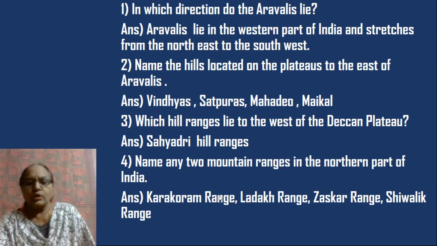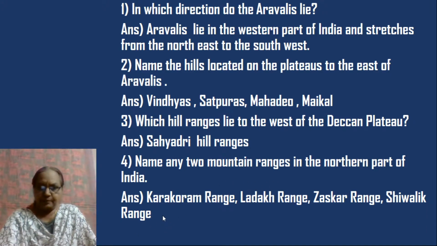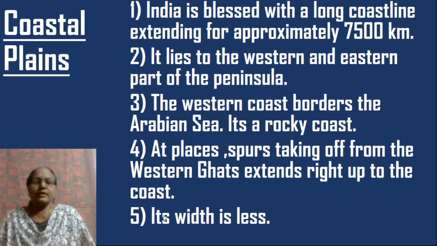Okay, so you just have to write any two mountain ranges. Here I have given four: Karakoram range, Ladakh range, Zaskar range, Shivalik range. So out of these, you need to write just two mountain ranges seen in the northern part of India. Okay, then let's come to the coastal plains.